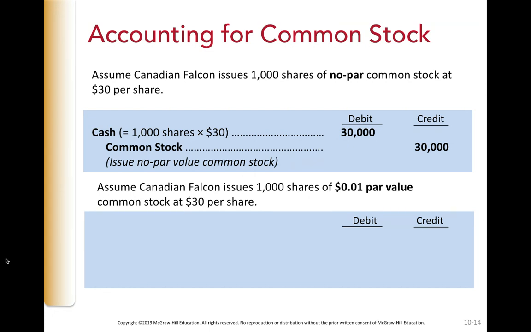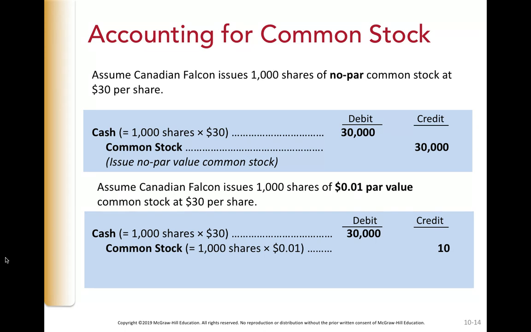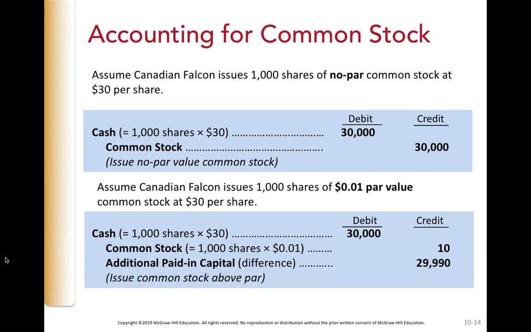Now let's look at par value. Assume that Canadian Falcon issues 1,000 shares of 1 penny par value common stock at $30 per share. It's going to look a little different. You're still going to debit cash for the amount that you sold it at. So 1,000 shares at $30 per share. Now your common stock, though, you're going to recognize that at the par value. So you're going to multiply 1,000 shares times a penny. So you're going to be crediting common stock for $10. The remainder is going to go into your additional paid-in capital. This is what it looks like when you issue common stock above par value.